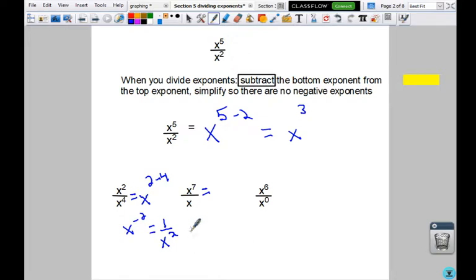X to the 7 over x. What exponent does x have right there? It's fine. What exponent does x have right there? 1. So x to the 7 over x to the 1 is going to be x to the 7 minus 1, which is x to the 6.